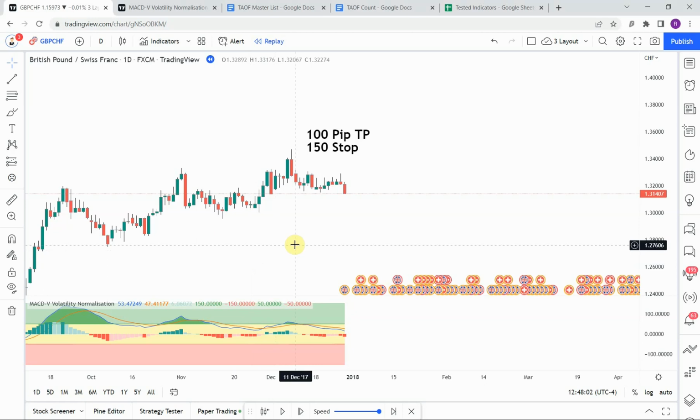Today we will be testing the MACD Volatility Normalisation indicator.